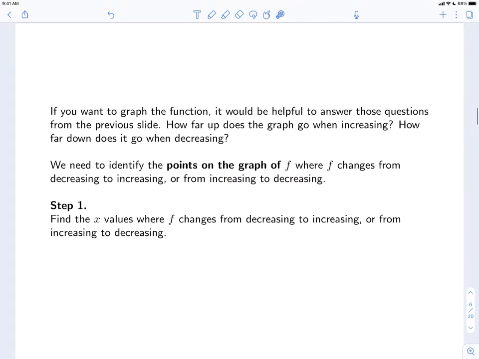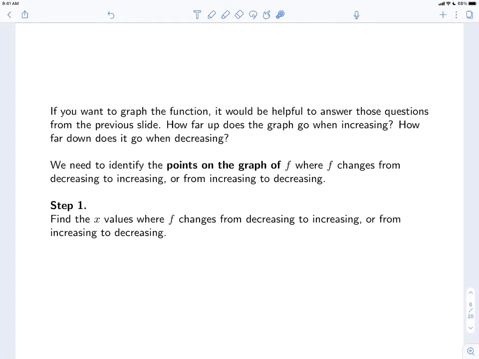So if you want to graph the function, it would be helpful to be able to answer those questions. How far is it increasing? How far is it decreasing? In order to do that, you need to identify points on the graph, points on the actual graph where f is increasing or decreasing. Or specifically, you need to figure out where it changes from increasing to decreasing, because that's what you want to know. You want to know how far up it went. How far did it increase before it started decreasing?